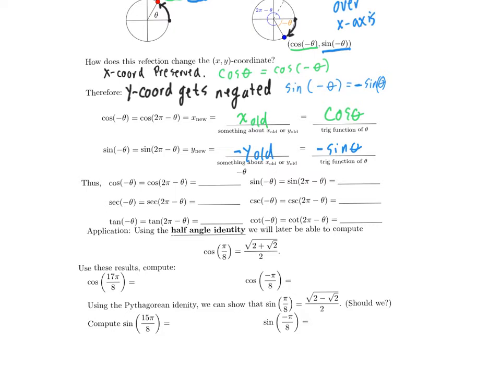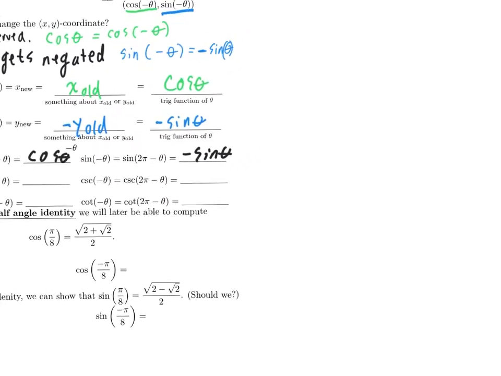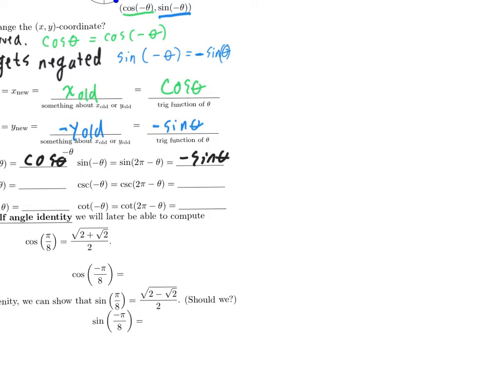So let's use these. Cosine of negative theta is the same thing as cosine of theta. Sine of negative theta is the same thing as negative the sine of theta. And now, if we know sine and cosine, we know all of the trig functions. So let's talk through all of these trig functions. If this were in class, what I would do is I would do one of them, have you guys do one of them, and then I'd write down the result for the rest.